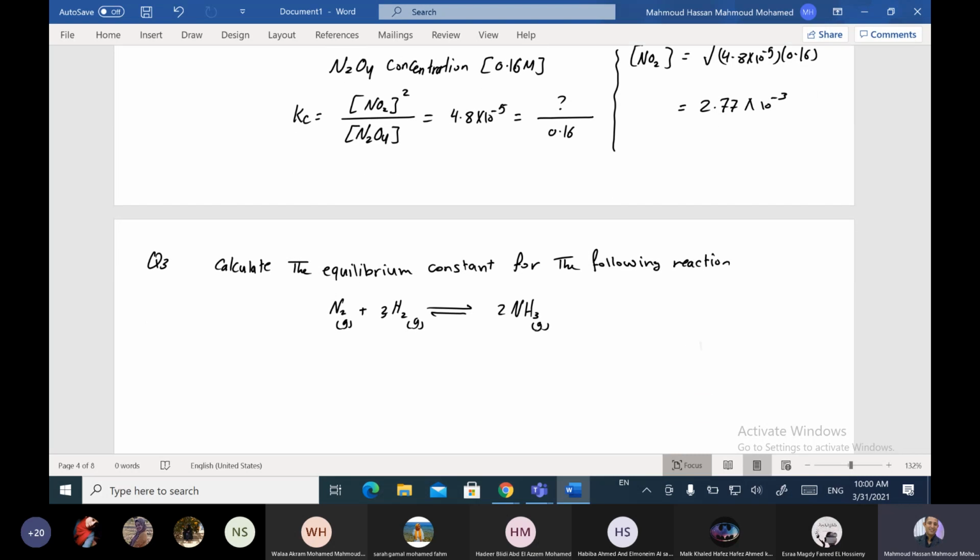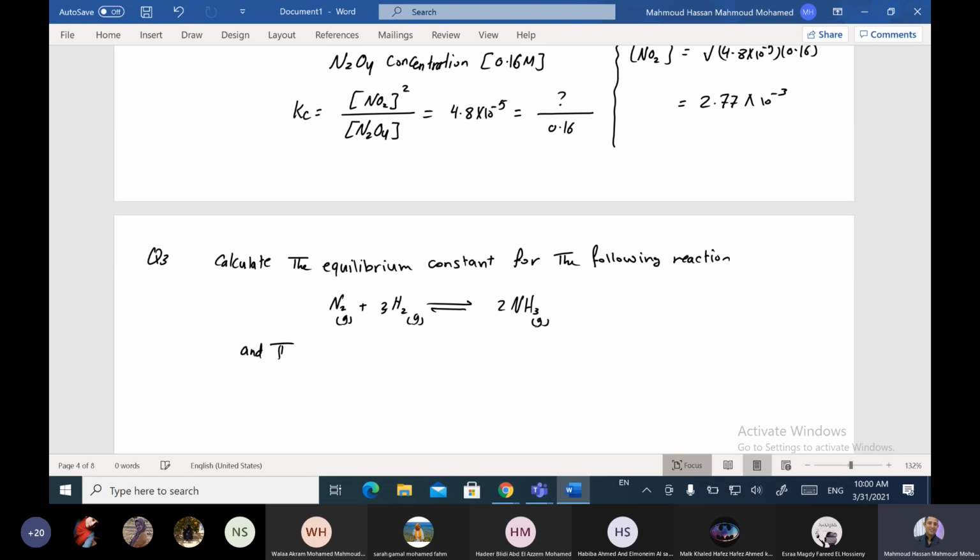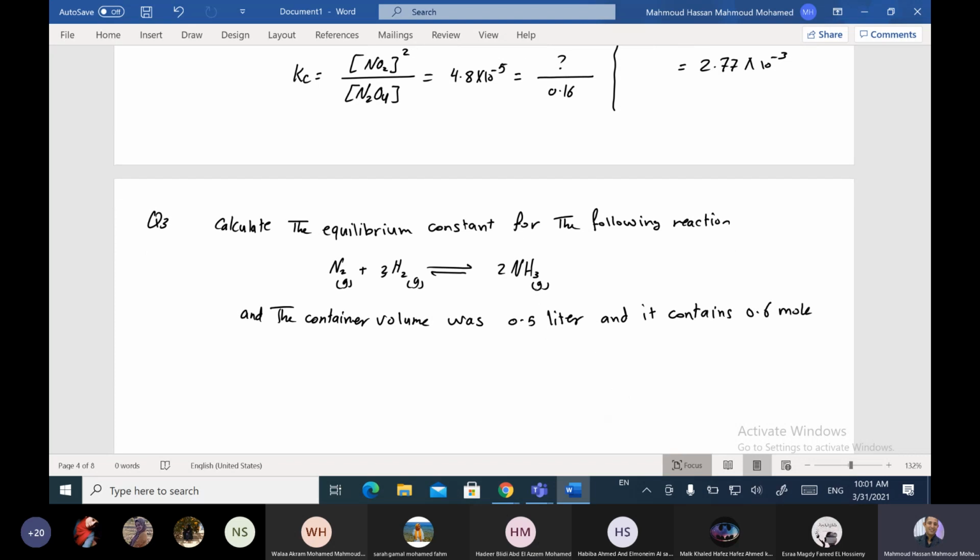The container volume was 0.5 liter and it contains 0.6 mole of N2, 0.2 mole of H2, and 0.6 mole of ammonia gas.